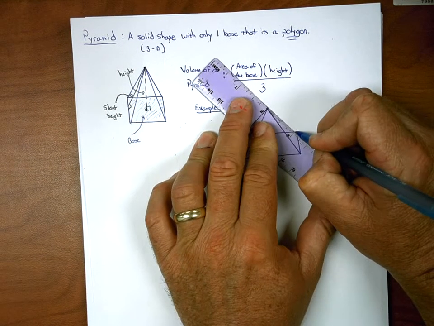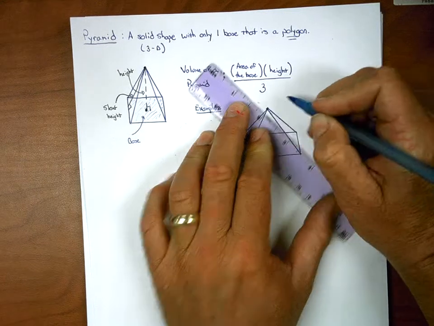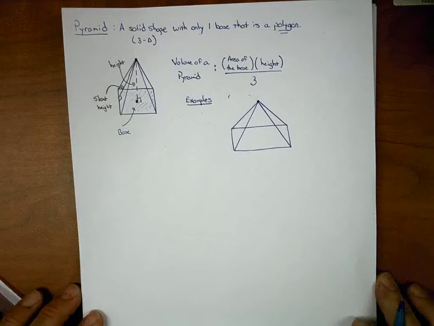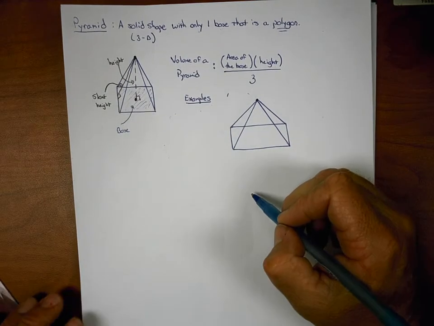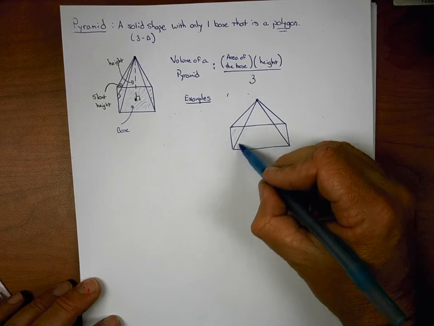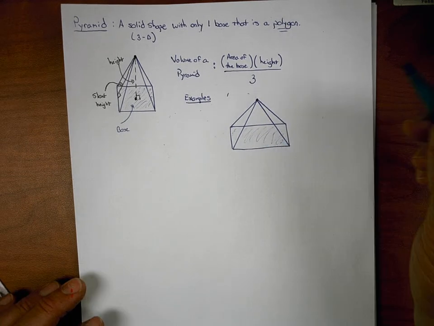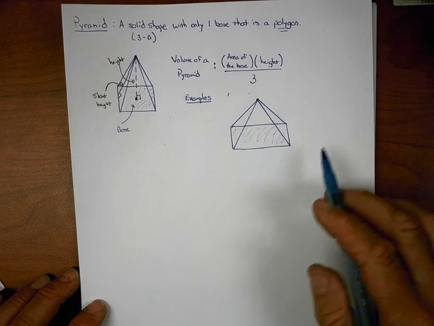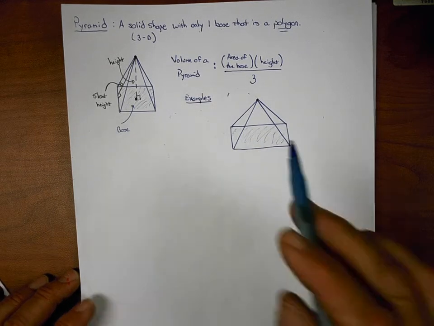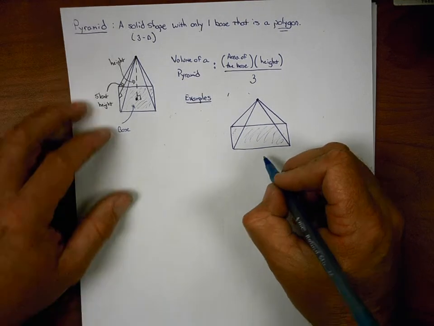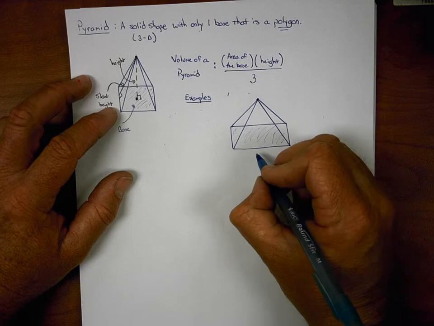So here is my pyramid right here. Technically, we would call this a rectangular based pyramid. Why? Because if you notice, what type of shape is the base? Well, it's a rectangle. Does it have only one base? Yes, it's a pyramid. Is the base a polygon? Yes, it is. Okay, so let's put some measurements in and find the volume of this pyramid.